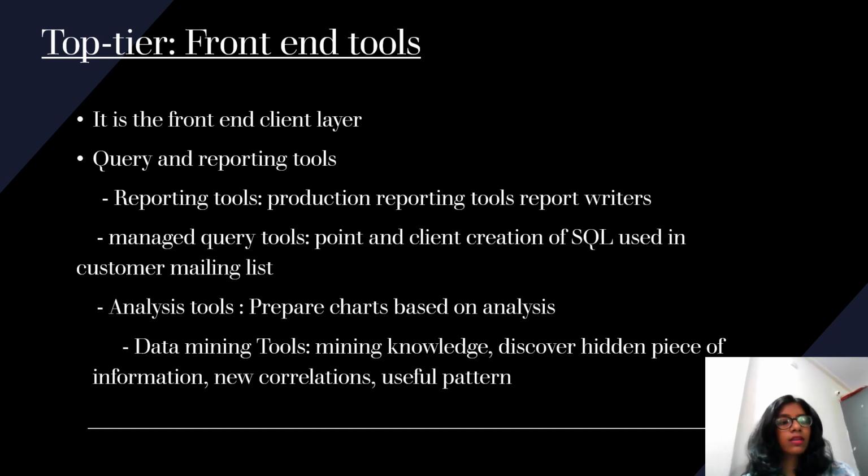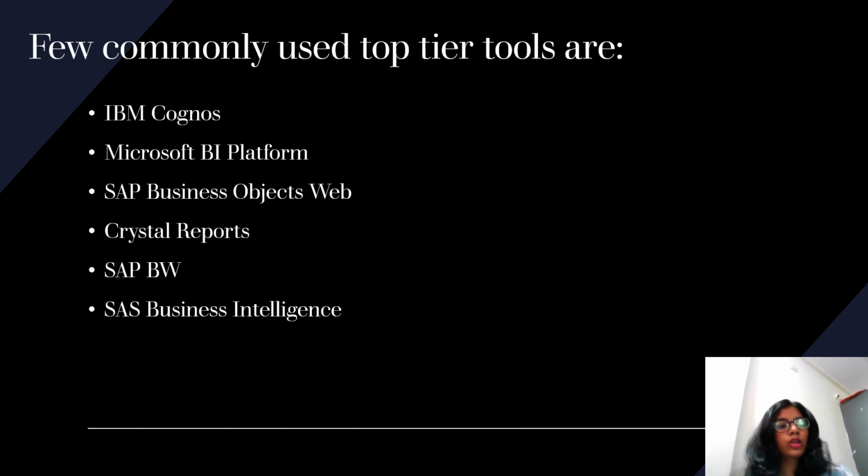Top tier is nothing but a front end layer, that is the user interface that allows the user to connect with the database systems. This user interface is usually a tool or an API call which is used to fetch the required data for reporting or analyzing or for data mining process. Which includes query reporting tools, analysis tools, etc. For example, trend analysis, prediction, etc. Few commonly used top tier tools are IBM Cognos, Microsoft BI platform, SAP Business Object Web, Crystal Reports, SAP BW, SAS Business Intelligence.